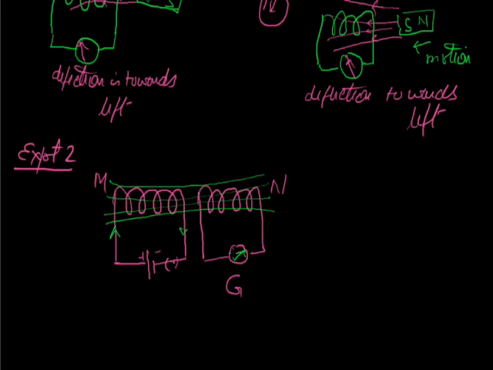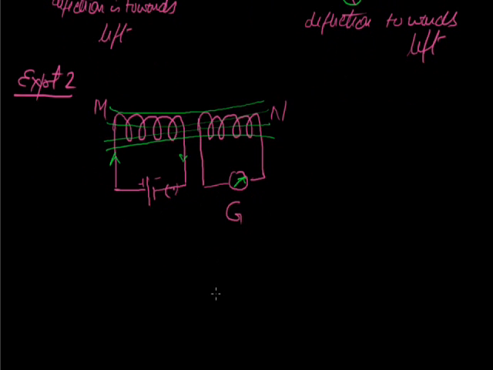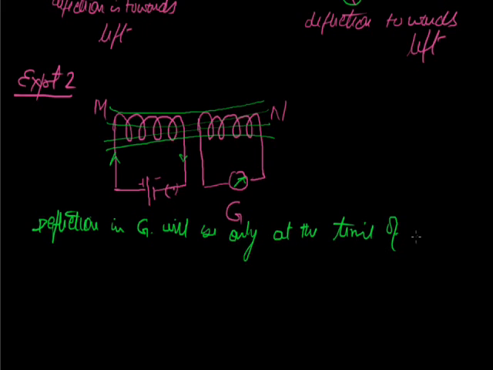Now the third point: if we switch off the circuit, switch off the key, then the deflection in the galvanometer will be just opposite, towards the left. Means deflection occurs only when we switch on or switch off the circuit. When continuous current flows or no current flows, there is no deflection in the galvanometer. The deflection in the galvanometer will be only at the time of switch on or switch off.